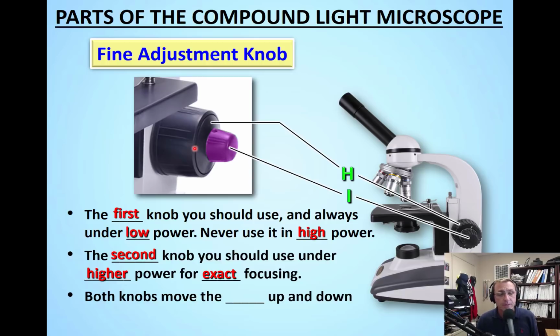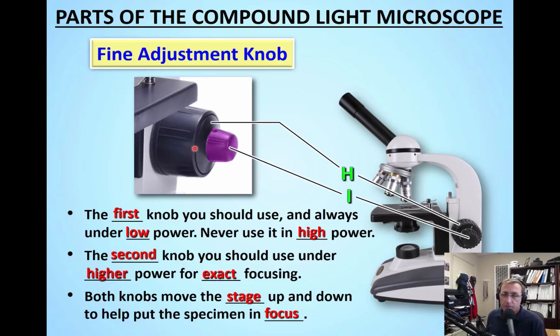Both knobs move the stage up and down, as we already said, to help put the specimen in better focus. When you're working on a really small item and it's very thin, the focus has to be pretty precise. If it's a thicker object, you have a little bit more to play with, but the thinner the specimen is, the more exact your focus has to be. Otherwise, it goes out of focus and you see nothing but blurry nothingness. And sometimes it's hard to tell that there's even anything there.